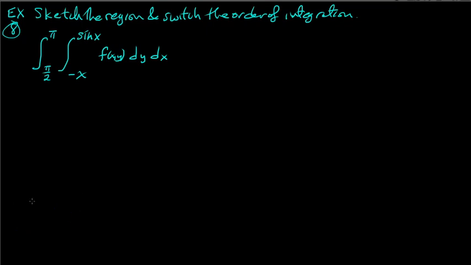I'm trying to write decent integral symbols here. All right, close enough. We don't care what the function is, right? We just want to switch to dx dy. Right? So again, how to do that? Let's sketch the region.